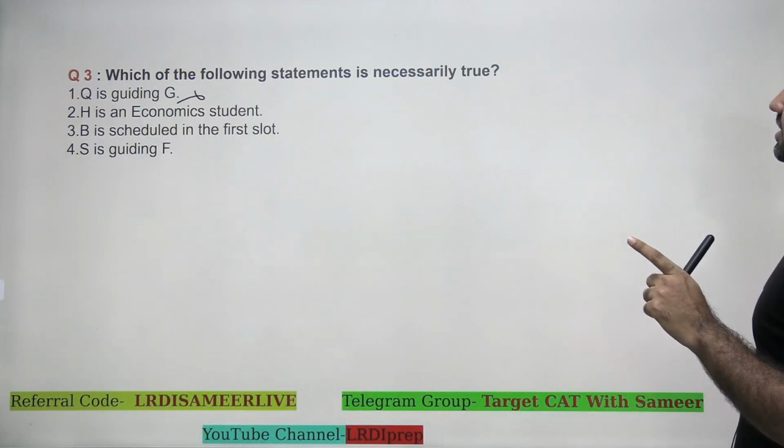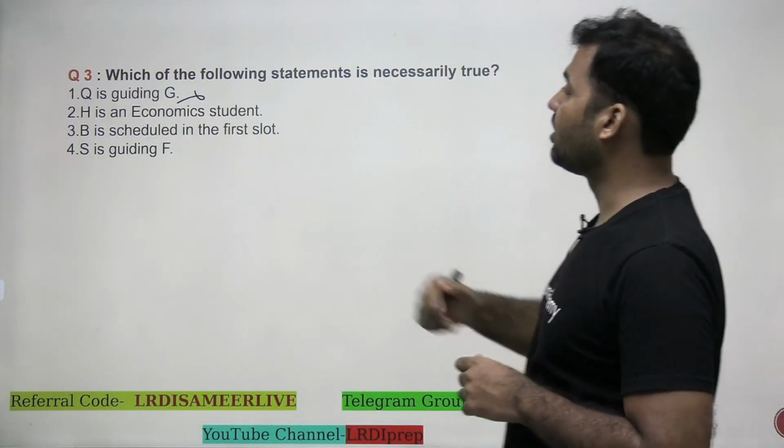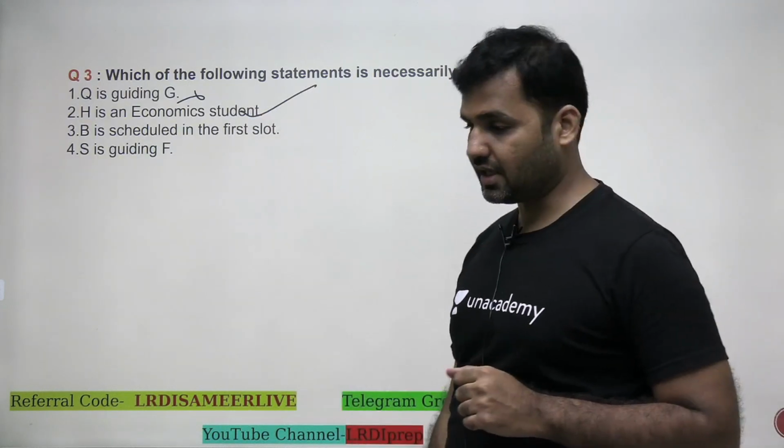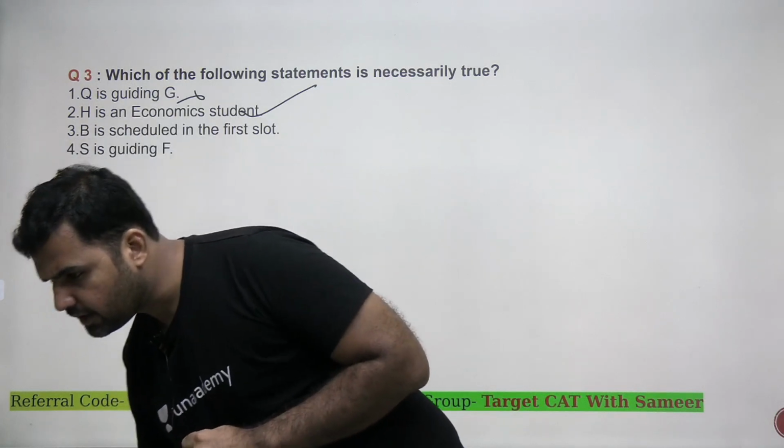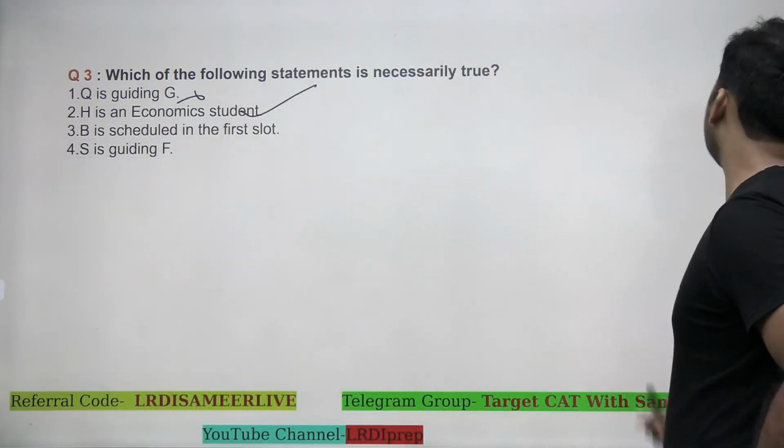So can I say that? Yes, H is definitely an economic student. So the second option will be the correct answer of the question. Now let's move to question number 4.